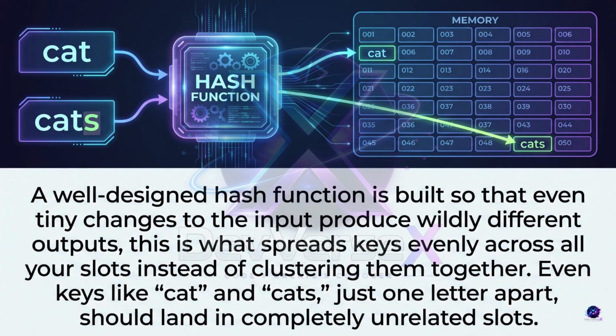A well-designed hash function is built so that even tiny changes to the input produce wildly different outputs. This is what spreads keys evenly across all your slots instead of clustering them together. Even keys like cat and cats, just one letter apart, should land in completely unrelated slots.